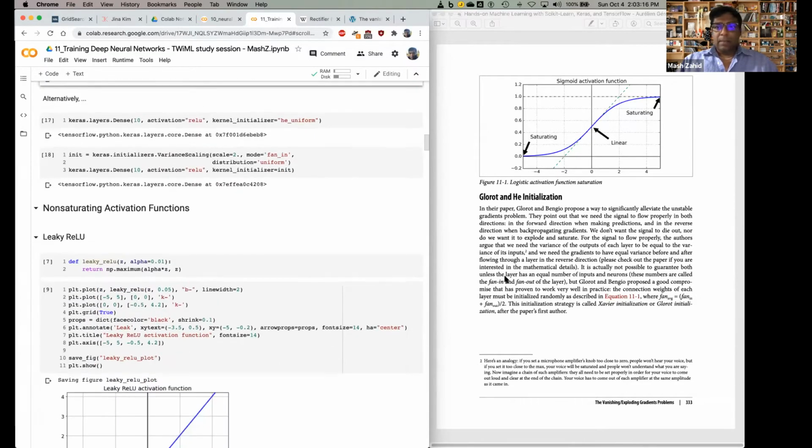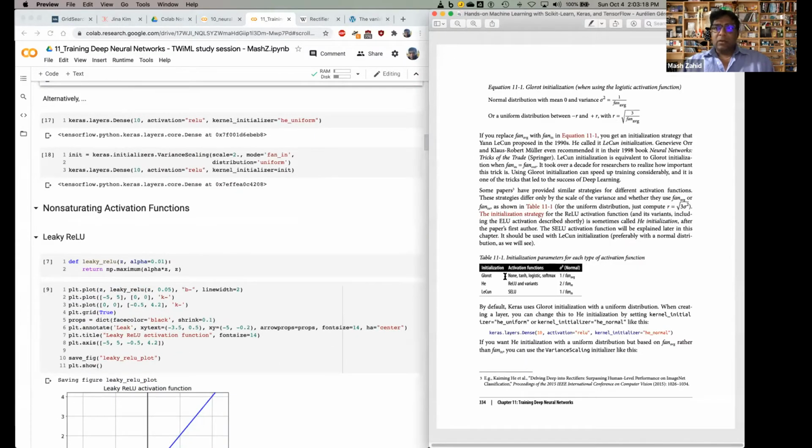So moving on, here is what Glorot talked about, this way of doing the initialization, where you can do either a uniform or a normal distribution, and as far as I can understand, that's the mode that you put into Keras when you initialize it.